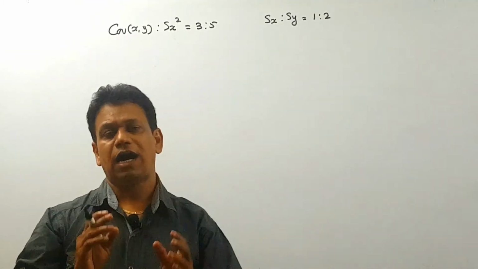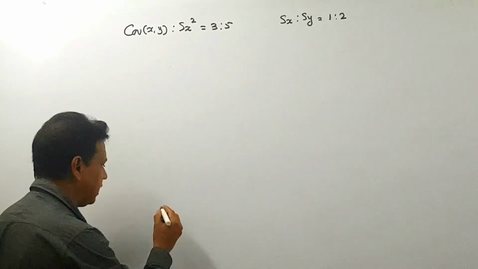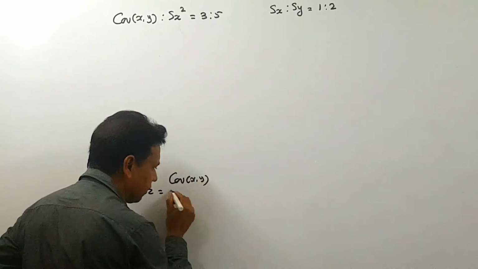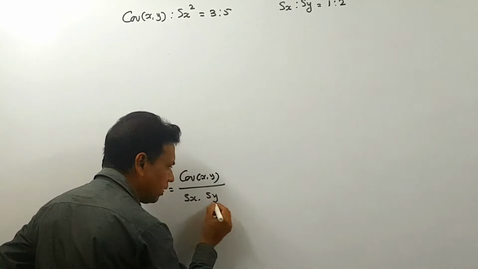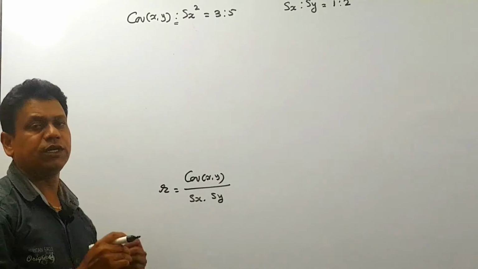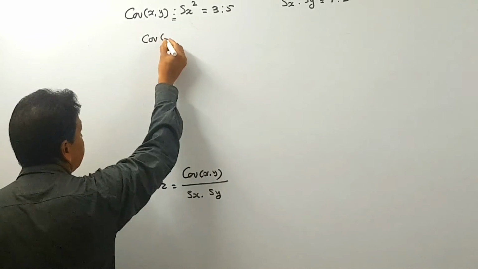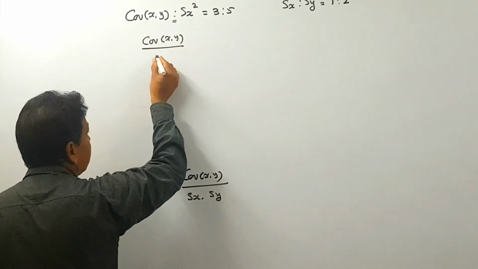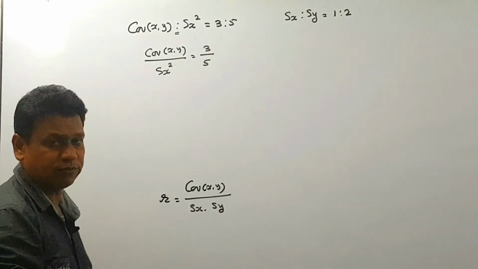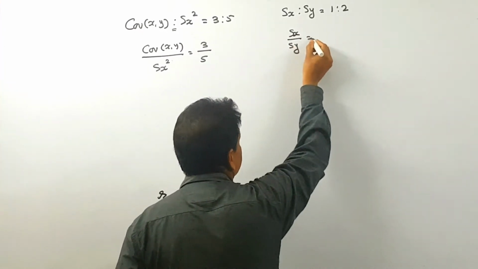My dear friends, after seeing the information, we got the immediate idea that we have to use this formula: R is equal to covariance of xy divided by sx into sy. And what is the meaning of ratio? The meaning of ratio simply is division. So I would like to present it in a simple form: covariance of xy divided by sx square is 3/5. In the same way, sx upon sy is equal to 1/2.